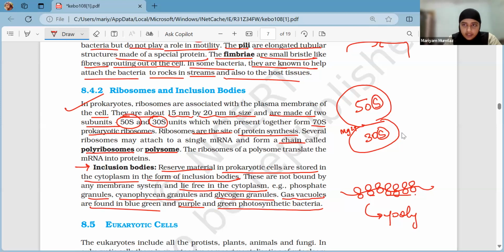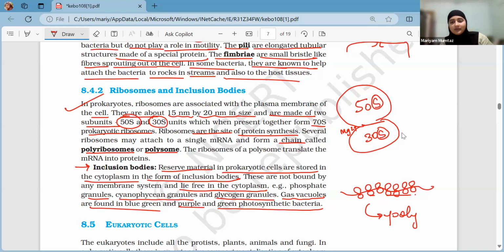The ribosome of prokaryotes, is it membrane bound or not? Not membrane bound. Then what about the ribosomes of eukaryotes? Membrane bound or not? Membrane bound. This is what I said initially.